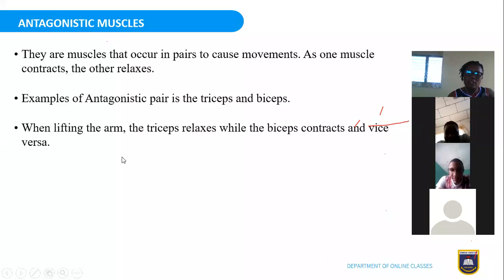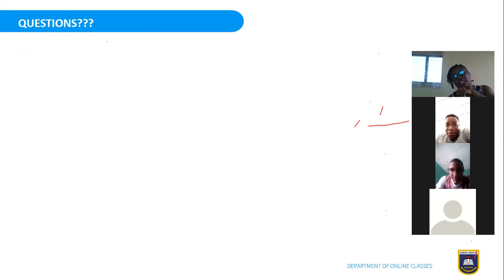I think on that note, time for questions. That's basically something about the skeletal system. So we have brought the skeletal system to a successful end.